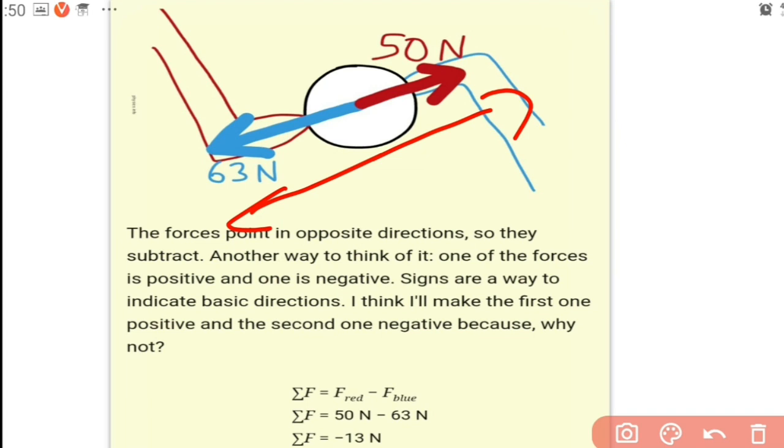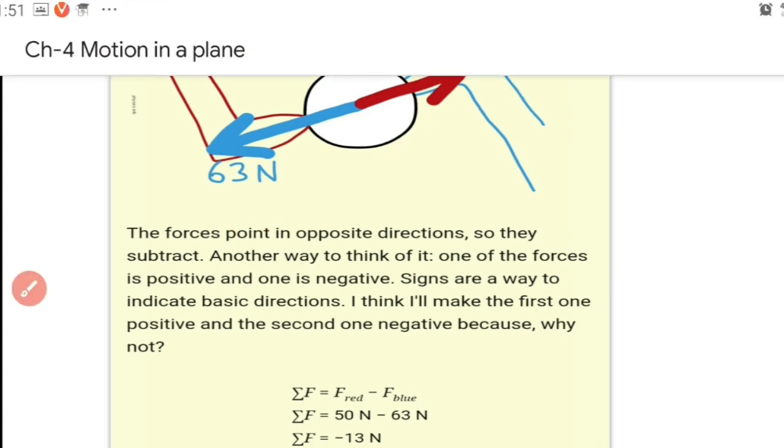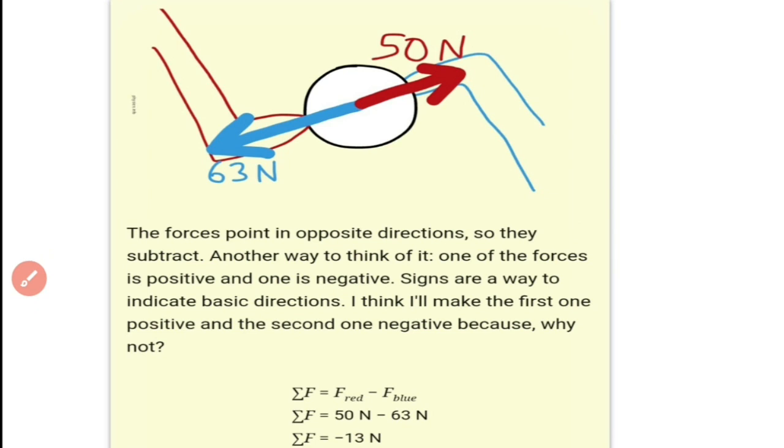So when forces come like this, we have to find the resultant by subtracting. That means we took 50 Newton in the positive direction, 63 Newton in the negative direction. So the resultant magnitude will be 50 minus 63, that is minus 13 Newton. Okay. Now how to state the direction? In which direction is the resultant acting? You know, negative 13 means negative direction.